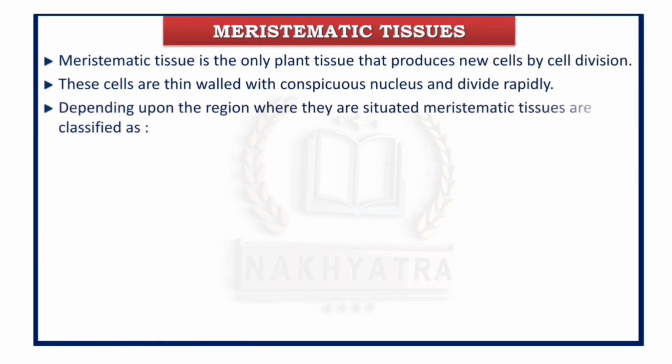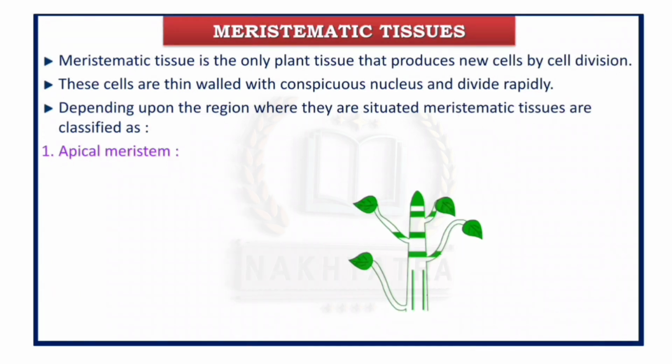Clear? Now depending upon the region where they are situated, meristematic tissues are classified as apical meristem, lateral meristem and intercalary meristem. Now let us study them one by one. So first we will study about apical meristem.